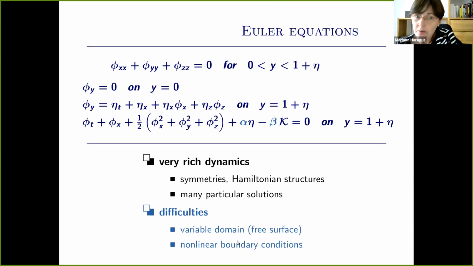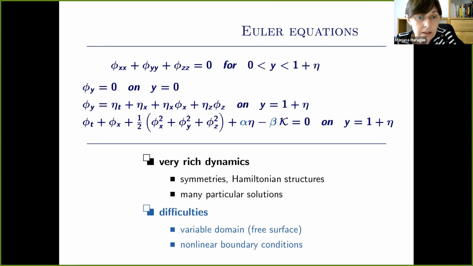Okay, so as is well known, this problem has a very rich dynamics, so it has many interesting solutions, like Russell solitons, also periodic waves, and more complicated structures. And also these equations and the problem have a lot of symmetries and several Hamiltonian structures. So we have all this rich dynamics, many symmetries and structures, and a lot of particular solutions. And among all these particular solutions, as I said, I will focus here on periodic waves.